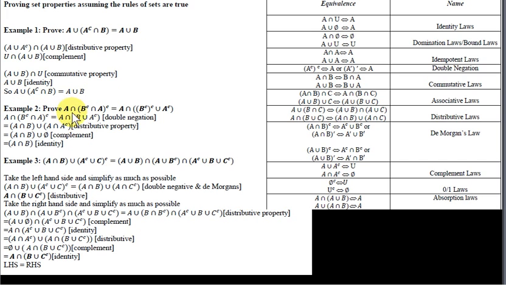In the second example, we want to prove that A intersecting with B complement intersecting A complement is equal to A intersecting B complement complement union with A complement. Let's look at the left hand side here. We want to consider the complement of B complement intersecting A. Now it says here double negation, but actually we have to use one of De Morgan's laws first to break down this thing inside the brackets.